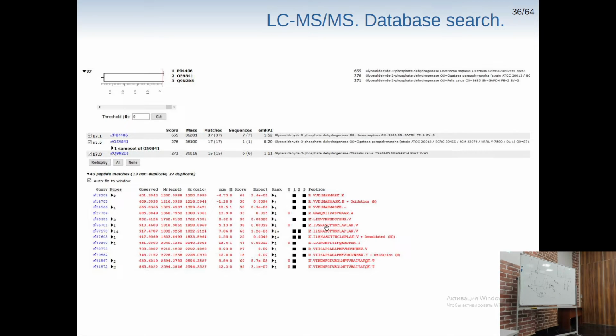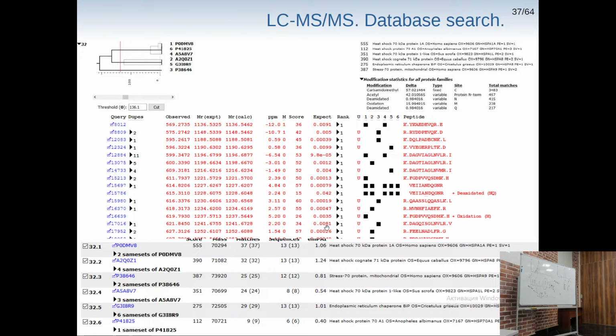But we have to discuss some other cases. For instance, we have different proteins here, and we have also the tree of similarity between them, which is a heat shock protein from either human, from pig, from horse, and human again, but another protein, which is in the database is not heat shock protein, but just stress 70 protein, which is actually the same protein but from mitochondria. So let us try to decide which is which and which is the right one.